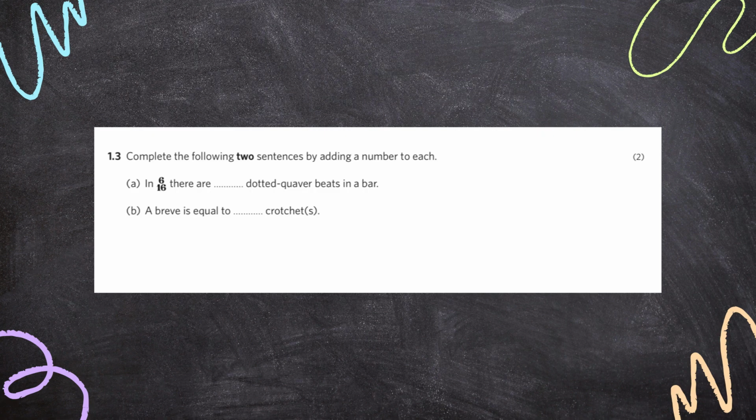Question 1.3. In A, the question asks how many dotted quaver beats are there in the time signature 6/16. Let's turn all the words and numbers into music note value. We have an equation like this. 3 semiquavers equal to 1 dotted quaver. Therefore, the answer is 2.